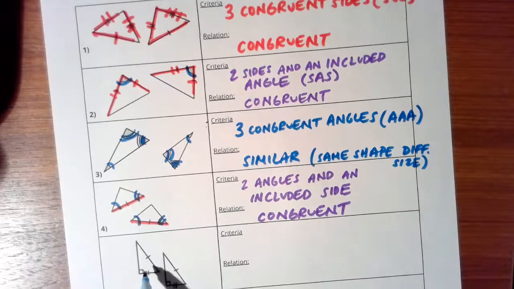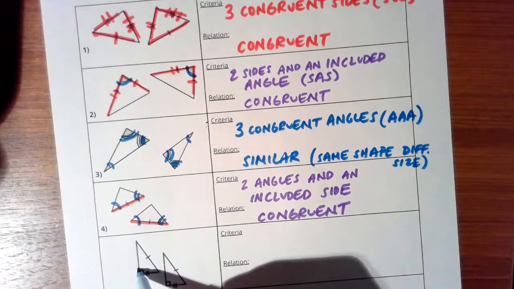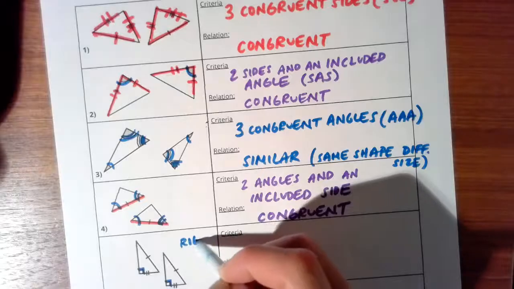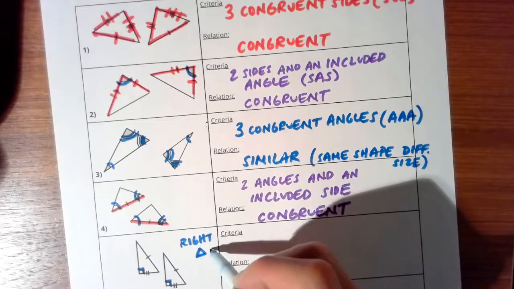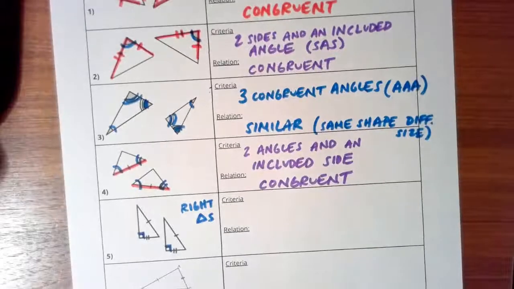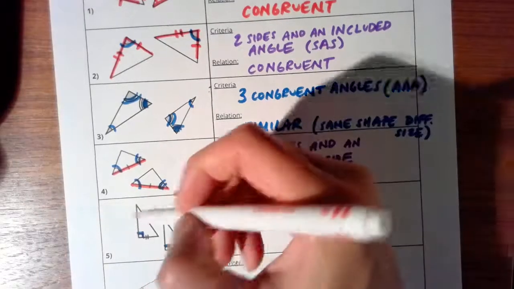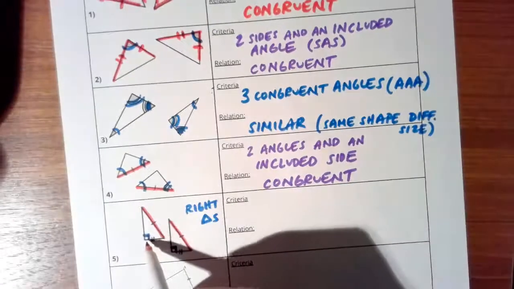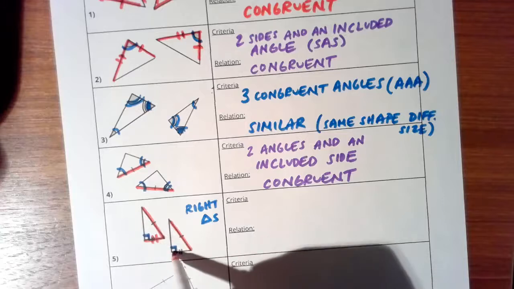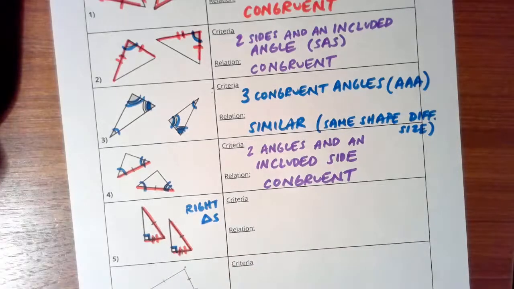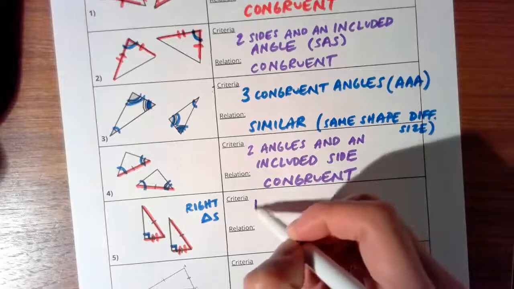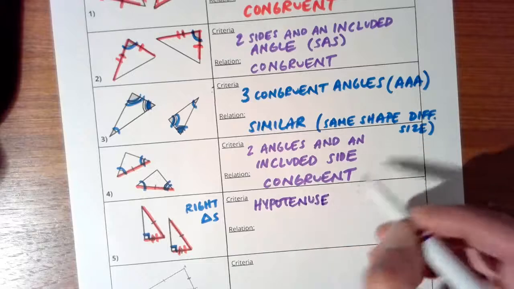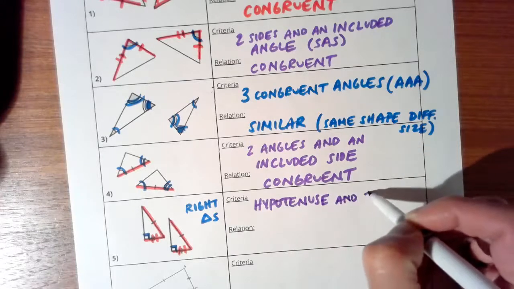In this next pair, we have two right triangles. Right, and I'm going to make a note right here. These are right triangles. And what's congruent is the hypotenuse, that's this long side here, and one of the legs. And so this criteria is a hypotenuse and one leg of the right triangle.